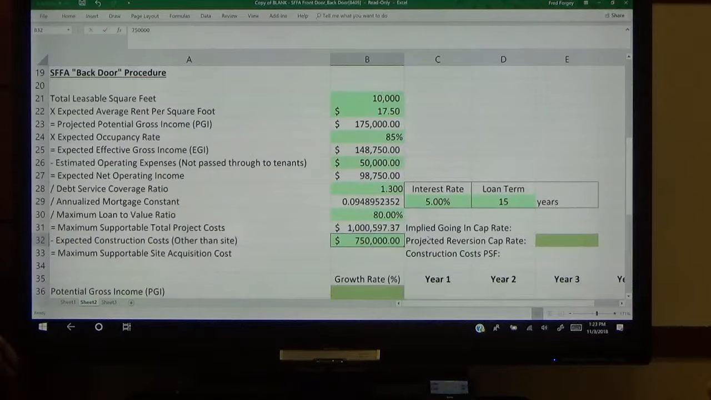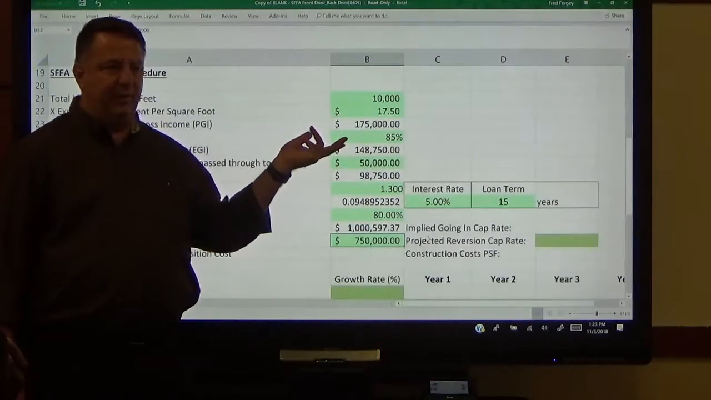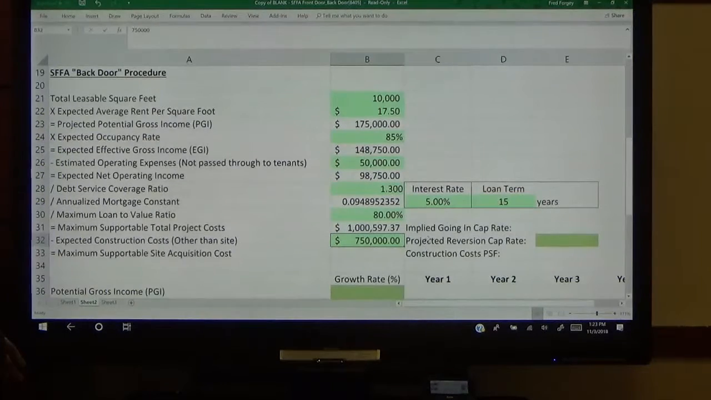Now it's almost $600 over what it was before, but once again, that's because of rounding. Keep in mind the actual rental rate above was $17.49, and here we rounded it off to $17.50. That makes a little bit of a difference. Then we simply subtract out the 750, so our land cost would be $250,597. Now, which one were you asking about? B31. B31.